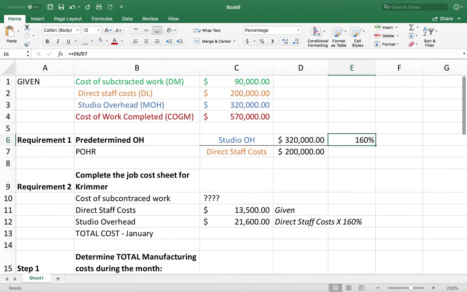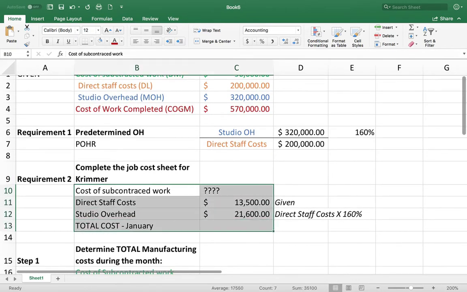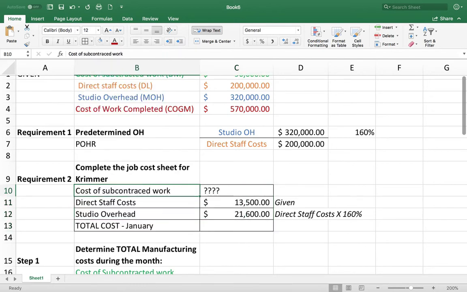Okay, so then requirement 2, this is where things get interesting. It says complete the following job cost sheet for partially completed Krimmer Corporation headquarters. Okay, and they give us a hint. They say cost of goods manufactured equals beginning WIP plus manufacturing costs incurred less ending work in process inventory. Okay, but they don't give us that. So I've scooted on down. This is actually what they're looking for right here, all this really good information. They want to know the cost of the contracted work, direct staff costs, studio overhead, and the total cost.